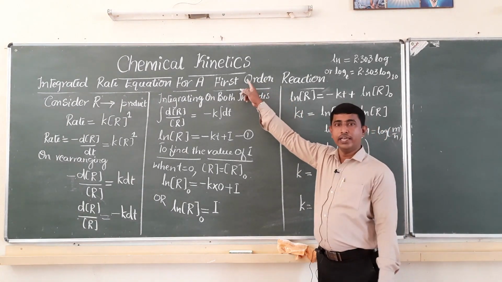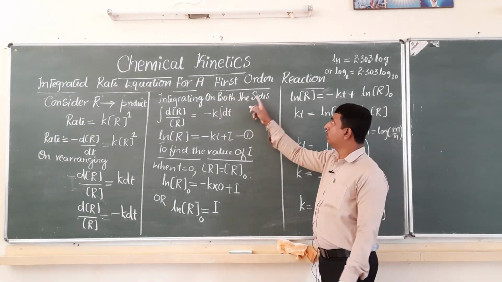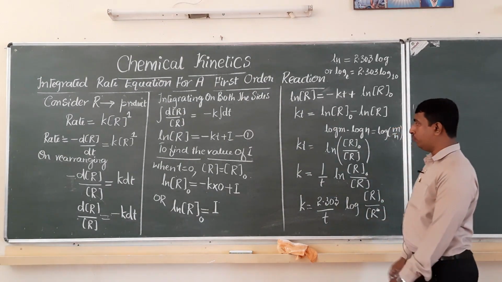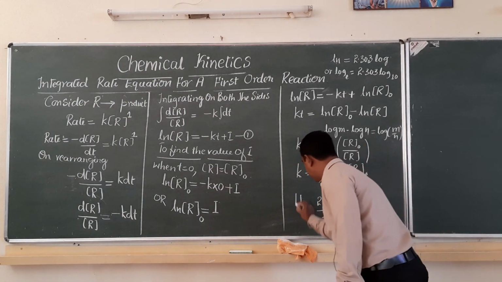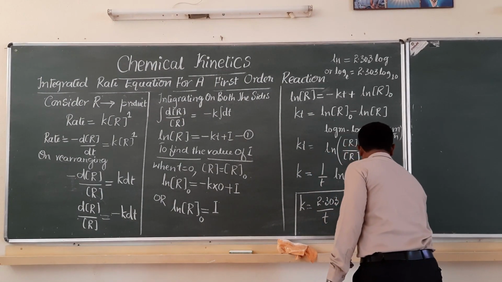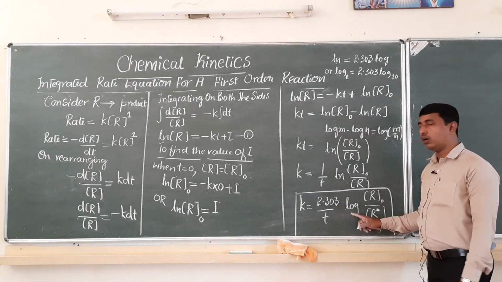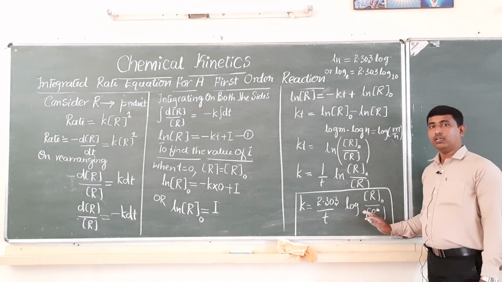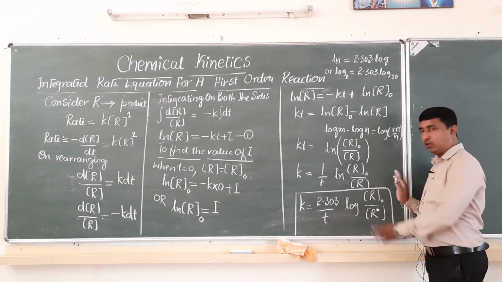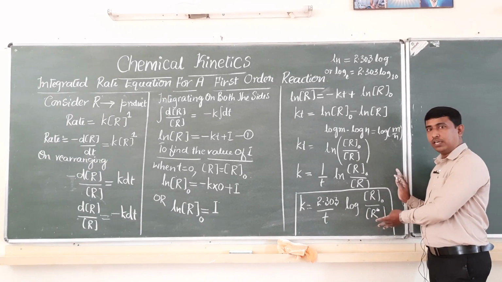Now this is the integrated rate equation for a first order reaction. So for a first order reaction we have k equal to 2.303 by t log R0 by R. Hope it is clear. Understood? Okay.